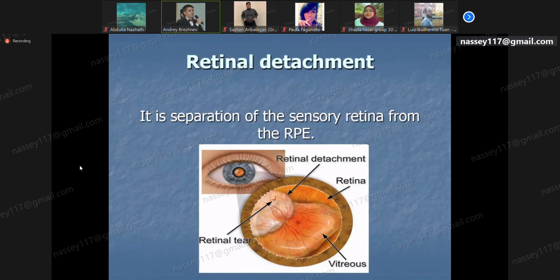Retinal detachment. It is separation of the sensory retina from the retinal pigment epithelium. Pathogenesis. In retinal detachment, fluid collects in the potential space between the sensory retina and the retinal pigment epithelium. Fluid may accumulate by 3 major mechanisms. It may escape from the vitreous cavity into the subretinal space through a retinal hole, tear, or break in the retina. This is called rhegmatogenous, or primary retinal detachment.